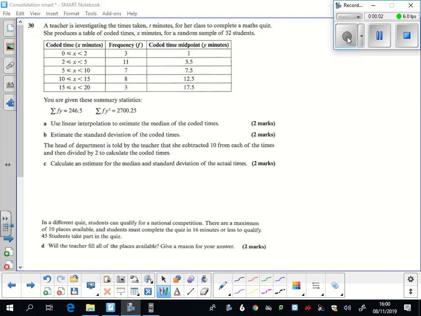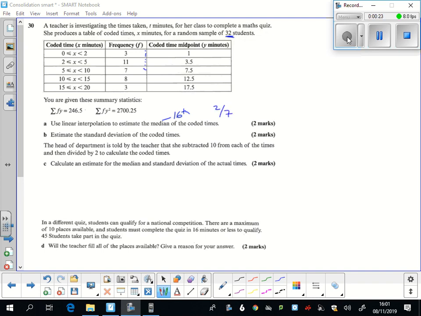Question 30, we've got some standard deviations and some medians to find here. So we've got how many? We've got 32 people here. So the median is going to be the 16th one. Well, you can clearly see we've already got 14. So we need another 2 in that group there.